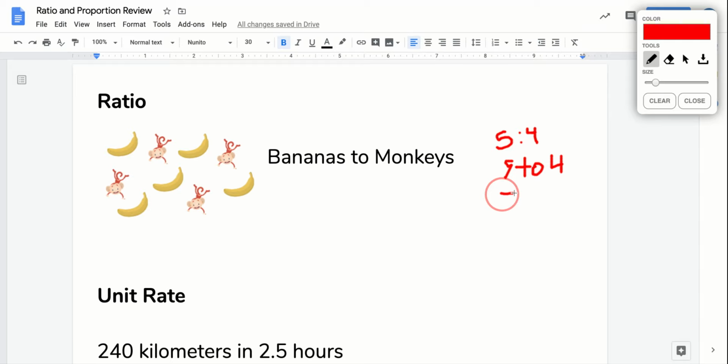Or I can write 5 over 4. So I can write it with a colon, I can write it with the word to, and I can write it with a fraction. I'm going to fix it so you have it. Notice I put the number of bananas first because that's what they asked me, and then the number of monkeys.